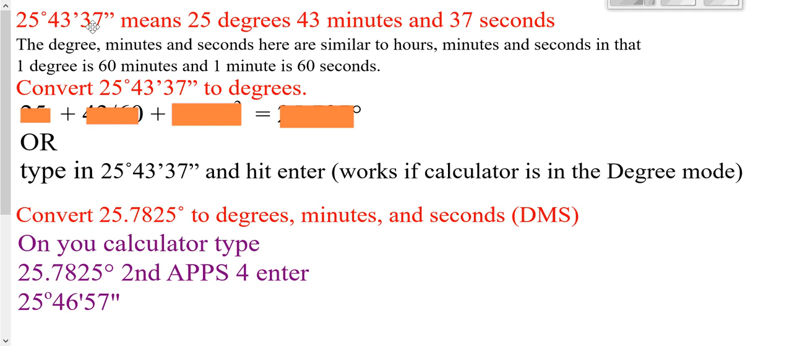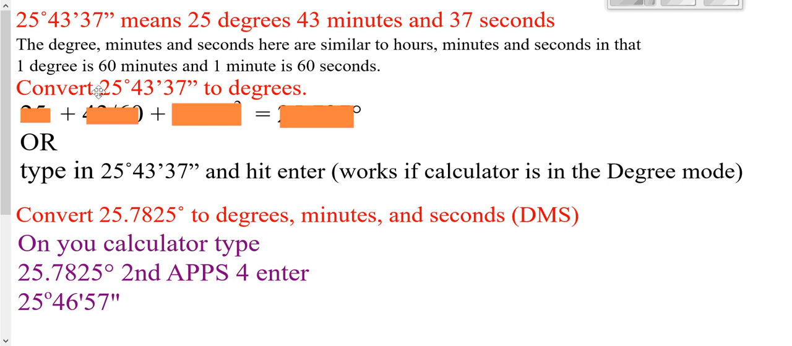You guys are familiar with hours, minutes, and seconds. You know that there are 60 minutes in an hour, and there are 60 seconds in a minute, or 60 times 60 seconds in an hour. That same type of conversion works when you're dealing with degrees, minutes, seconds. When you're looking at the number of minutes in a full degree, that's 60 minutes in a full degree. Or how many seconds make up a minute? It's 60 seconds that make up 1 minute, or 60 times 60 seconds that make up a full degree.